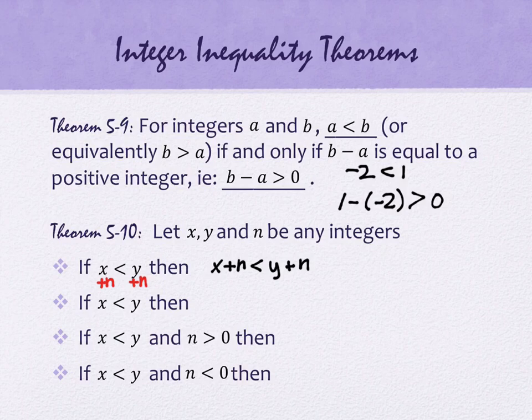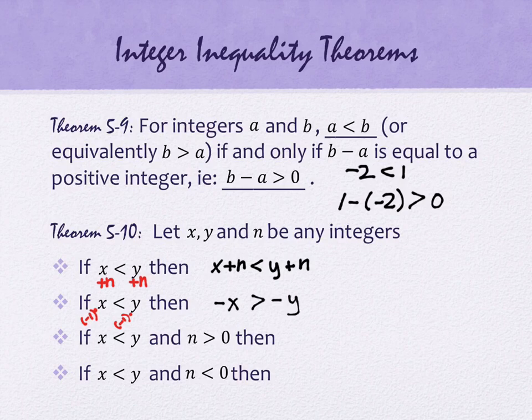The second one talks about what happens when we multiply by a negative 1. And I know that you guys remember that. So what happens to inequalities when you multiply by a negative 1? Yeah, they turn the direction opposite. So this would be negative x ends up being greater than negative y.